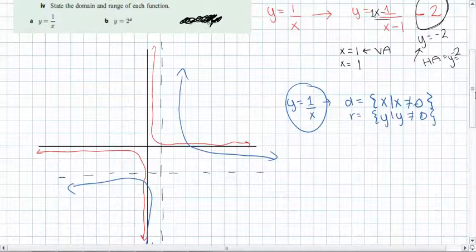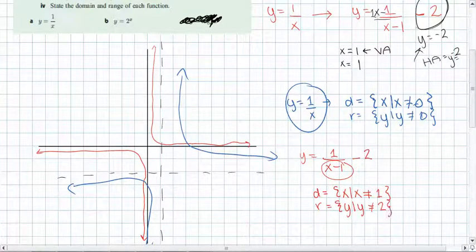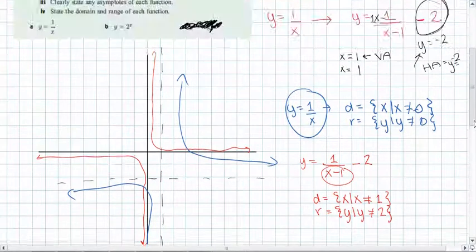But for our new function, which is y equals 1 over x minus 1, minus 2, our domain is going to be x such that x cannot equal 1, because you can see the asymptote would be division by 0. And the range is y such that it can't equal -2. And again, it's because of the asymptotes that we drew earlier, because the asymptotes for this question pose as limits for how far the graph can go down.